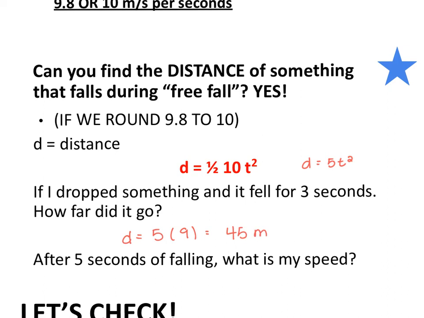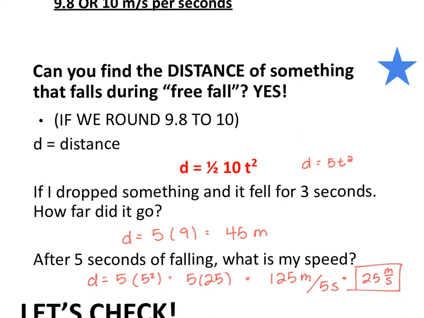So now I can see after 5 seconds of falling what is my speed. To do this, you do have to find your distance first. So you're going to take your distance equation and put your 5 squared in. So you get something that looks like 5 times 25. And that should give you 125 meters. Your last step is to take the 5 seconds and divide it, because you're going to take distance over time. And you should get 25 meters per second. And then you're good.